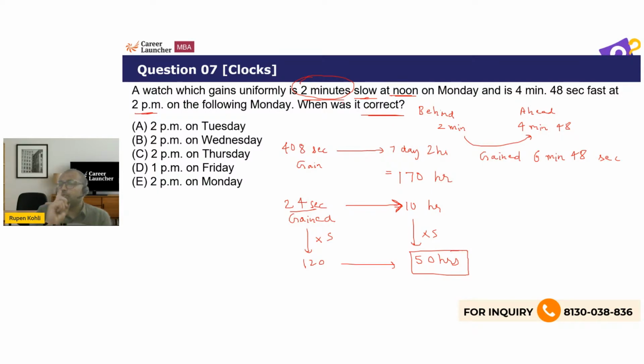We were starting at noon on Monday, means 12 o'clock. 50 hours is how many days? 48 hours is 2 days plus 2 hours. So 48 hours is Monday पे start किया, Tuesday, Wednesday noon is 48 hours plus 2 hours. So Wednesday 2 p.m. There is our answer, option B, right? So 50 hours, which is 2 p.m. on Wednesday, it would be showing the exact correct time, right?